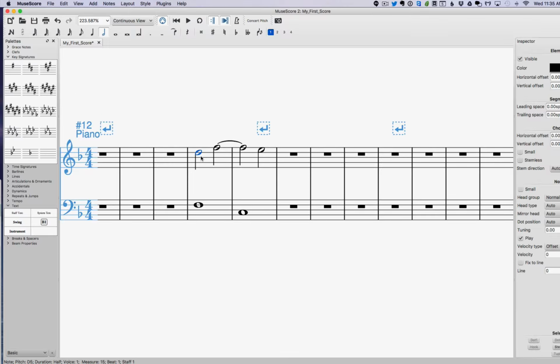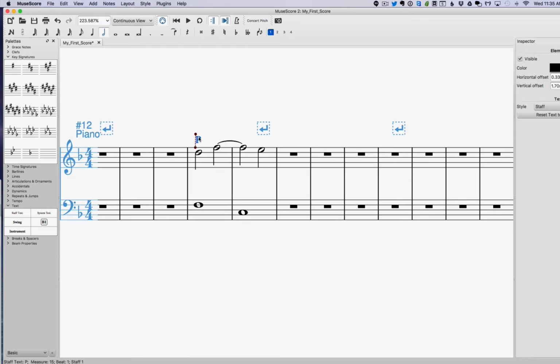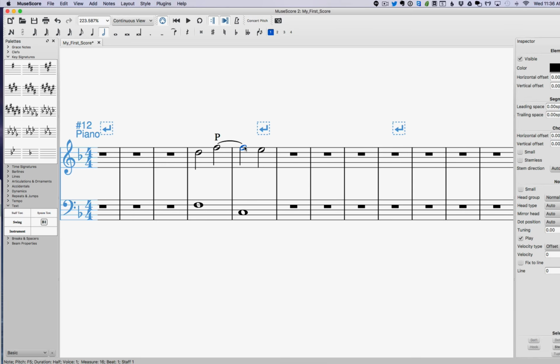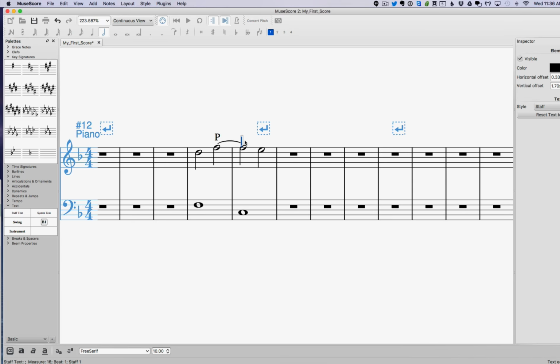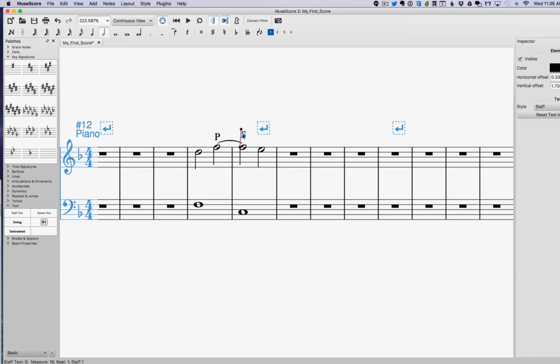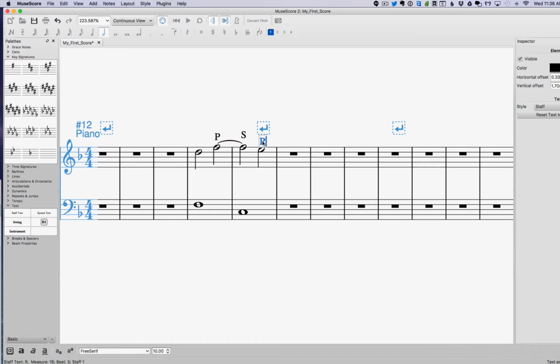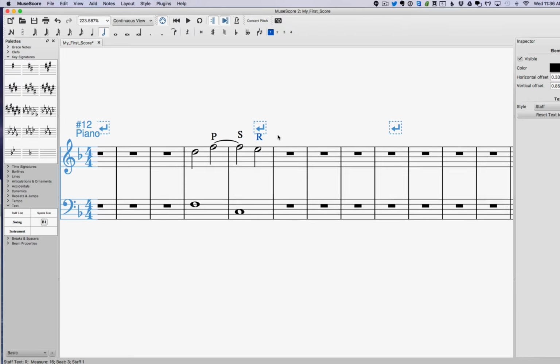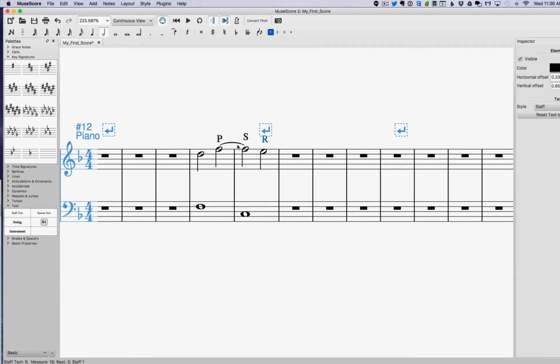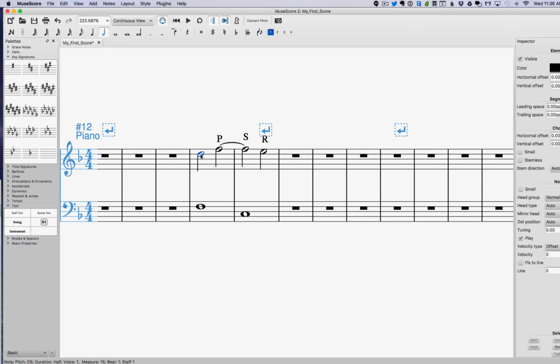Now let's look at what our intervals are here. So first, let's label our preparations actually. So this actually is going to be our preparation. This is going to be our suspension. And this is going to be our resolution. Okay? And we don't have a label for this note. It's just kind of what it is.